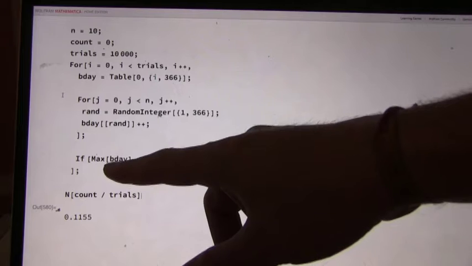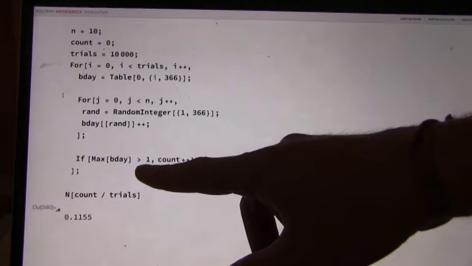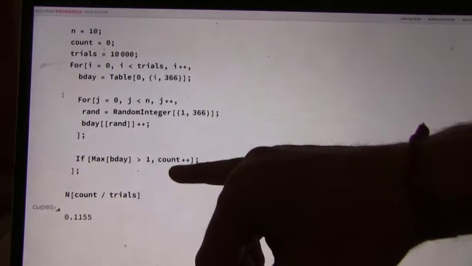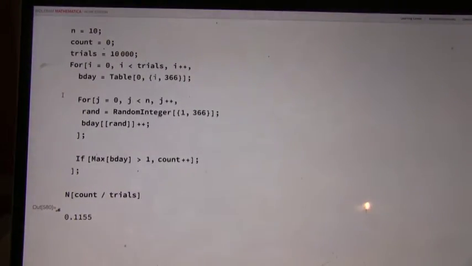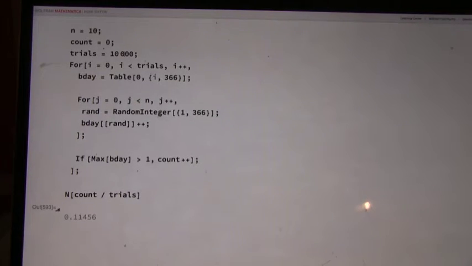If the maximum value of any day in that table is bigger than 1, what would that mean? That means at least 2 people have the same birthday. Yep. So then we increment a counter, and at the end we take the count divided by the number of trials. So this says with 10 people and 10,000 trials, it was about an 11.55% chance of 2 people having the same birthday. And if we wanted to be safe, we could run it 100,000 times. There we go, 11.45. So 10,000 is probably enough.